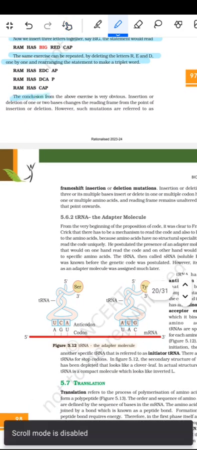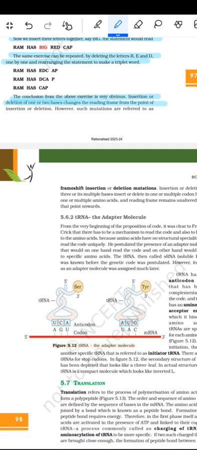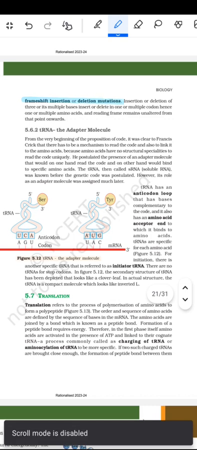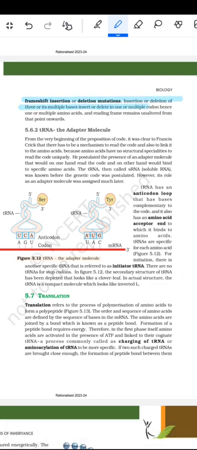The conclusion from the above is obvious. Insertion or deletion of one or two bases changes the reading frame from the point of the insertion or deletion. Such mutations are referred to as frameshift insertion or deletion mutations. Insertion or deletion of three or its multiple bases inserts or deletes one or multiple codons. Hence, the reading frame remains unaltered from that point onwards, with only one or multiple amino acids affected.